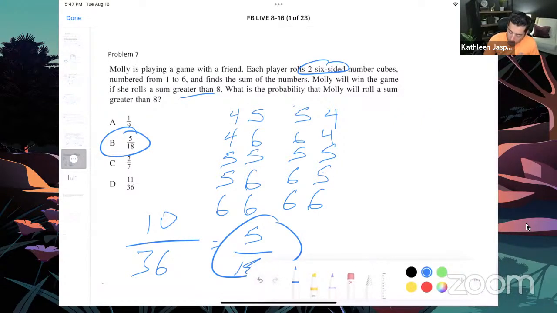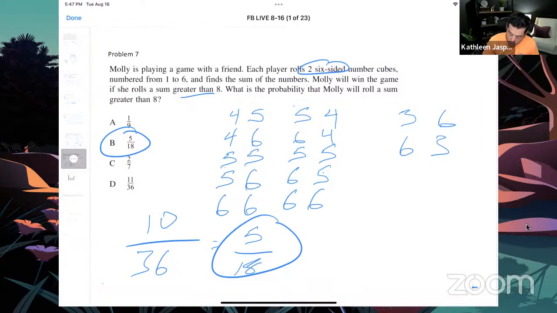Because you can do 3 and 6 and 6 and 3. So that's 2. 2 and 6. 2 plus 6 gives me 8. That won't work. 1 and 6, 1 and 7. Ah, man. Good call. Right? Because 3 and 6, you can roll a 3, you can roll a 6.